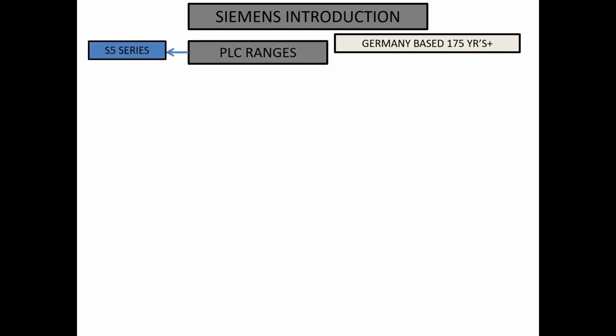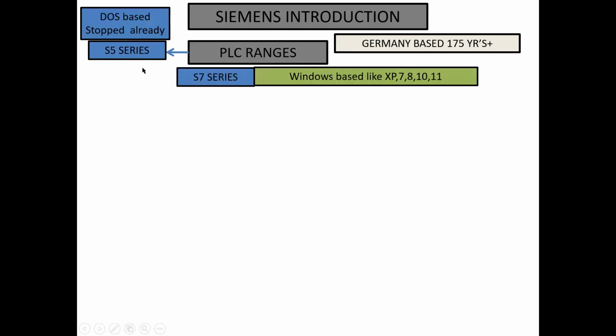They have different PLC ranges in automation. In that, they launched the S5 series in the beginning, which was DOS based. It is already stopped nowadays. Another series is the S7 series, which is Windows based. DOS based is an older operating system. Nowadays we are familiar with Windows 8, 10, 11 like this.